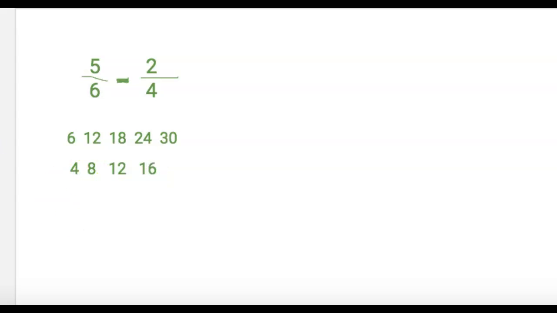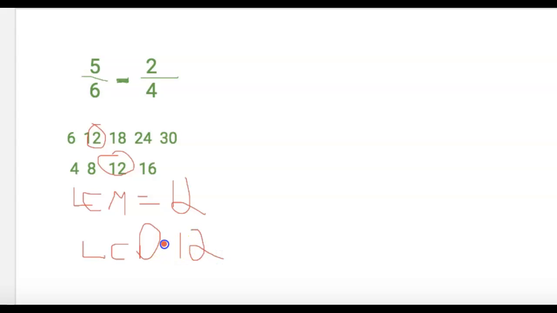I found here that the smallest number that they share is 12. So that, right here, let me circle that. 12 and 12. So my LCM, my least common multiple, is 12, which means my denominator, which we also call our least common denominator, ooh, sorry, this is bad handwriting, guys, is going to be 12. So I have to change both those fractions so they have a denominator of 12.